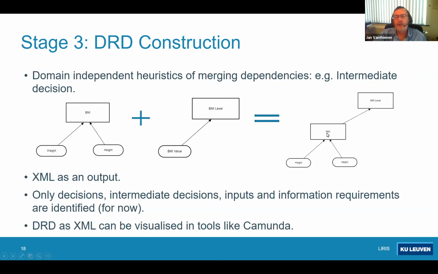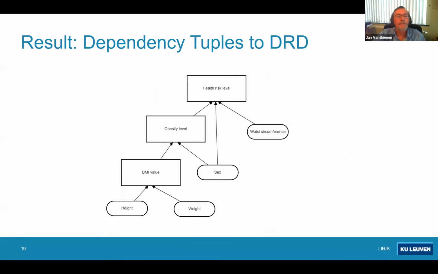We don't have knowledge sources yet, but we could take the sentence from the text and put it in a knowledge source. For the moment, we only do decisions, intermediate decisions, which is already a lot because it gives you the structure of the decision. The inputs and the requirements, the information requirements are identified now. And then we transform it in some XML. And if it's a standard XML, you can input it in a DMN tool. For instance, what we did here is put it in Camunda, and the result is this.